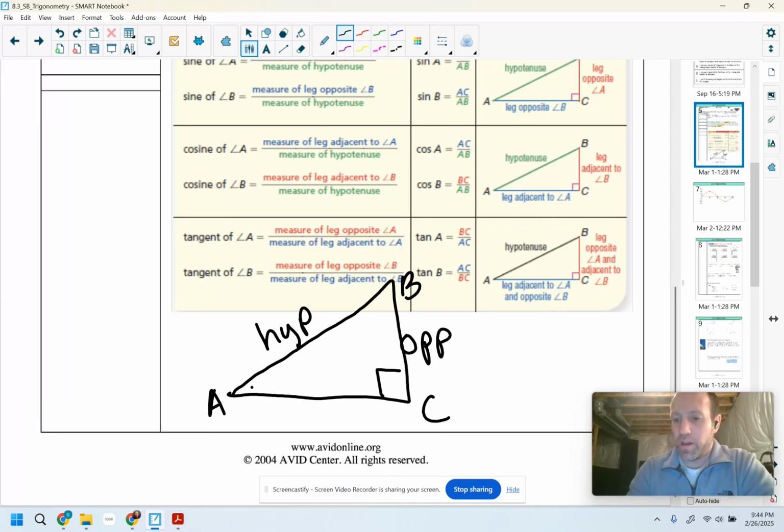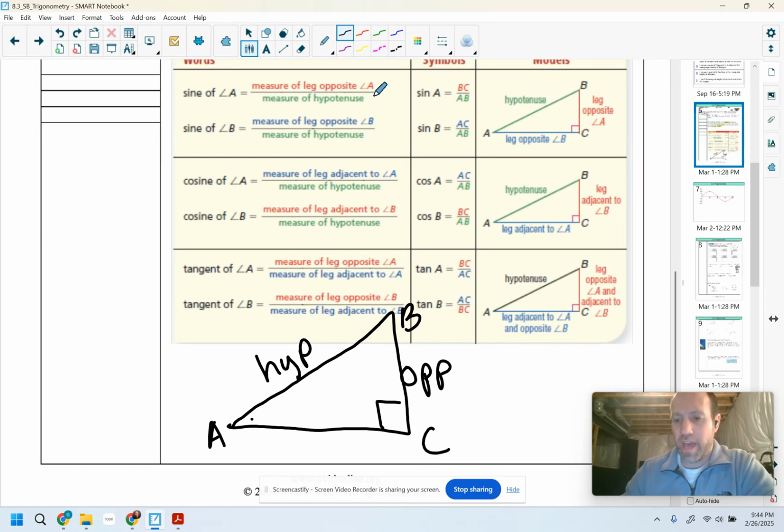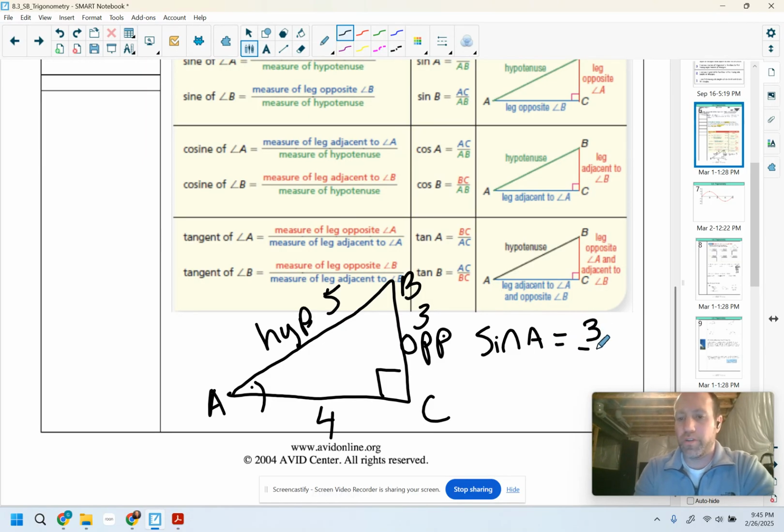we'll start with sine. So sine, and it's up here, is the measure of the leg opposite of angle A over the hypotenuse. So for example, if we had a 3, 4, 5 right triangle, right? It's a triangle that's a Pythagorean triplet. Then the sine of angle A is the opposite side over the hypotenuse. So the sine of angle A is equal to the ratio 3 to 5.